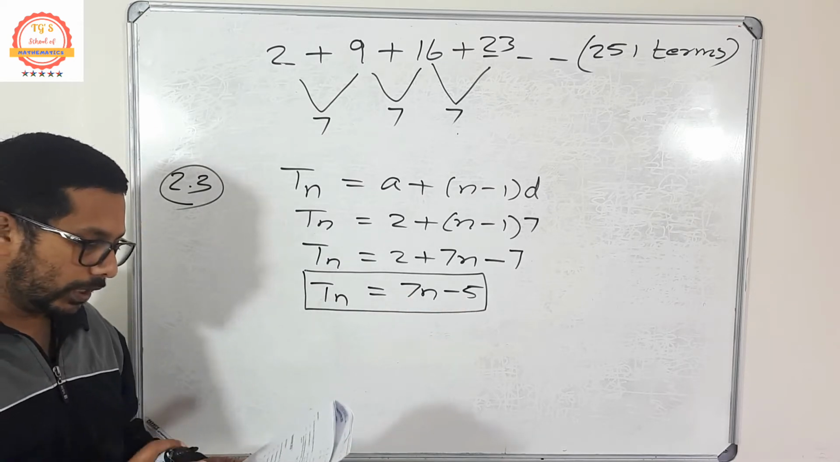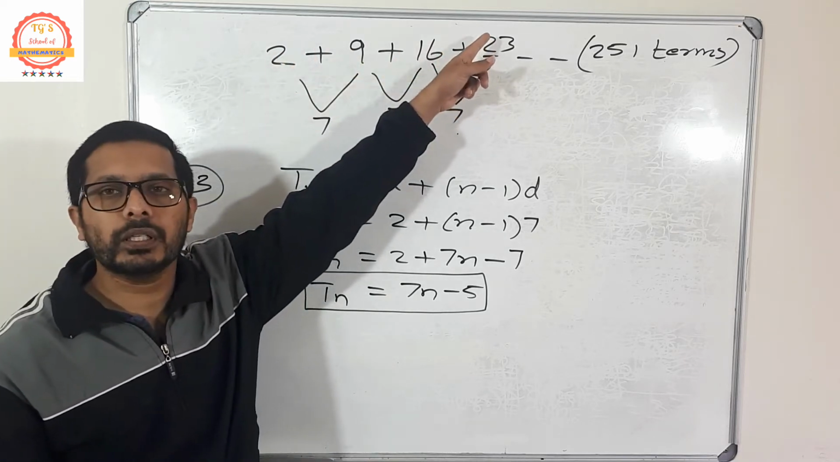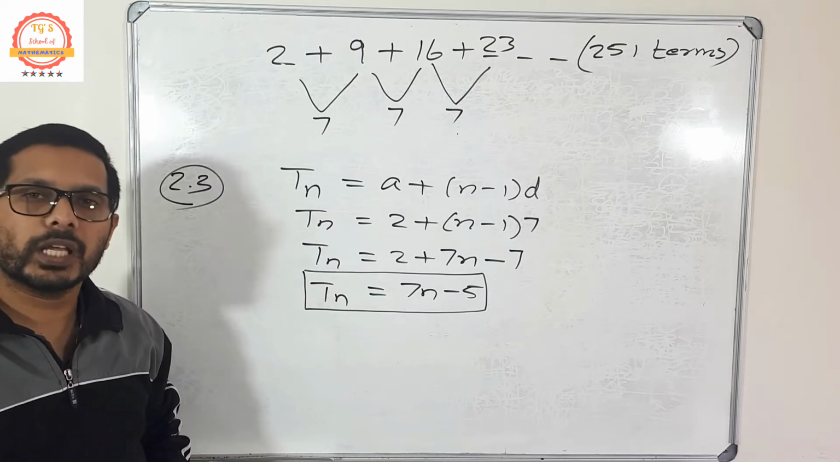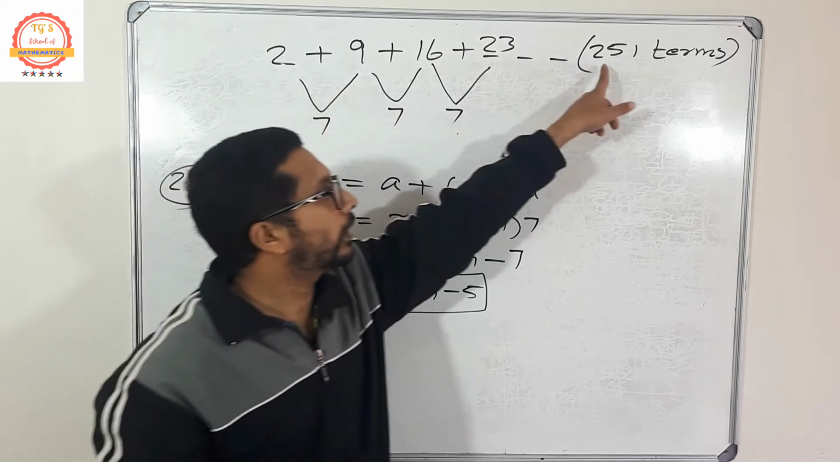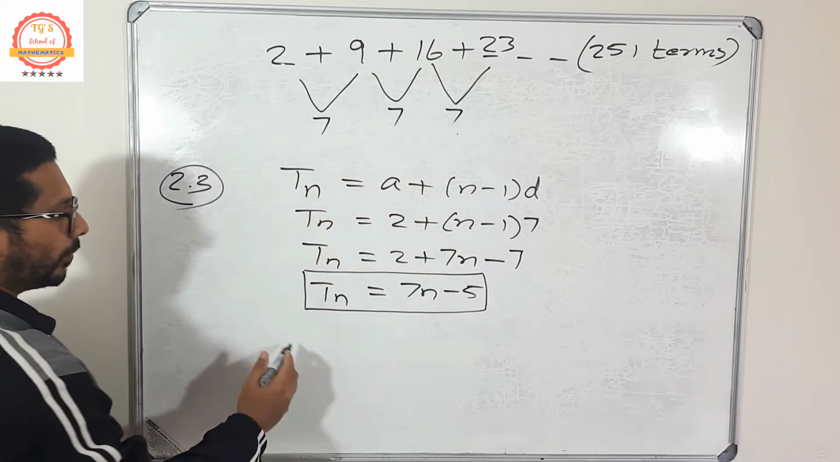But what is our question? You have to express this series, the given series, in sigma notation. Here how many terms are there? There are 251 terms. So how can you write that in sigma notation?